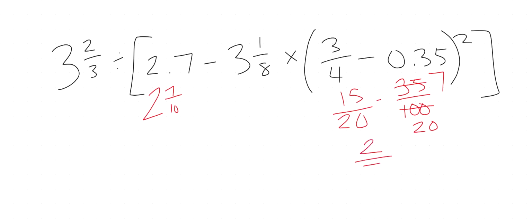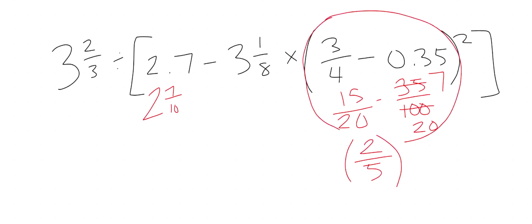Okay, so that whole parentheses came down to 2/5. Okay, what's the next step? The exponent. And that will bring it to what? 4 over 25. Good. Okay, what's the next step? Multiplication. Yeah, we want to do that multiplication.